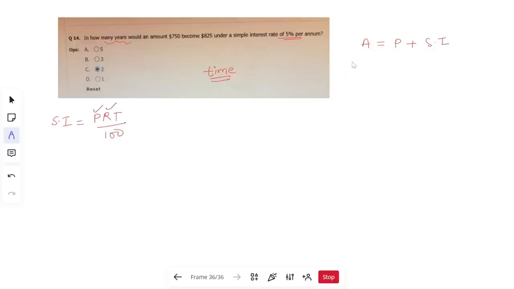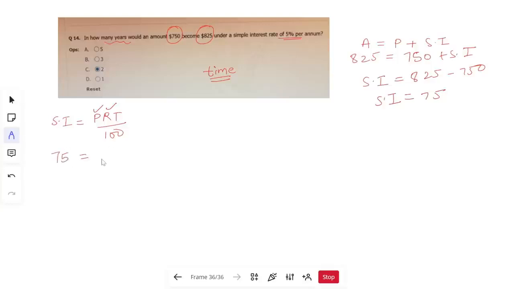Okay, so let's see. The total amount that is given to us is 825. It is already given to us in the question. Okay, so we will substitute it here. Principal amount that we had was 750, so I will substitute that, plus simple interest. Now let's try to find out what we will get. Okay, so see, simple interest we will try to find from here. So simple interest will be 825 minus 750, which is going to be 75. So from here we got the value of simple interest. Now we will put this value of simple interest here and we will try to find the value of time.